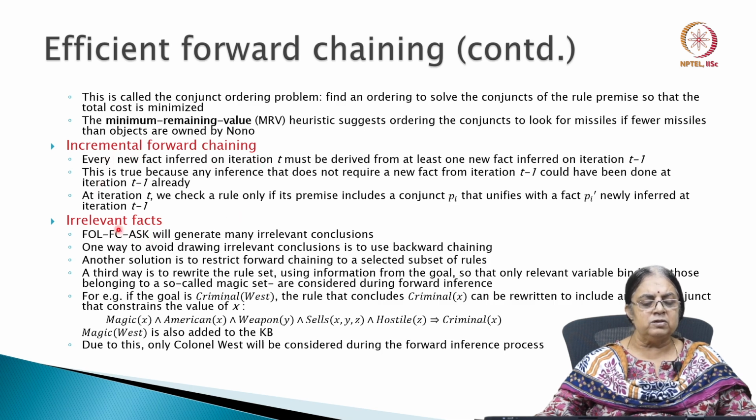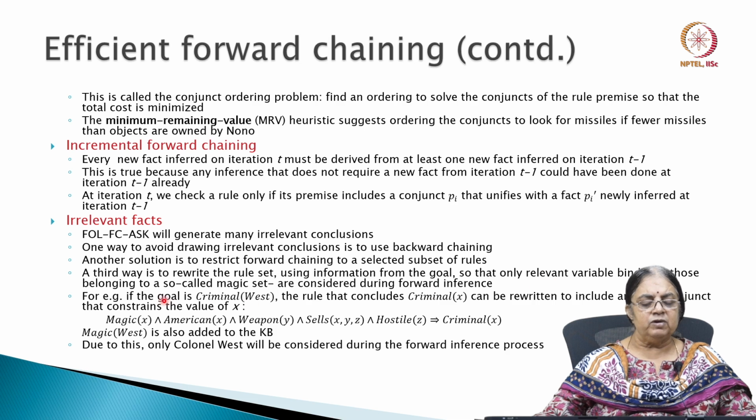And the third one is to remove irrelevant facts. Depending on what you are trying to prove, there may be many facts or rules which are irrelevant to what you are doing. So you rewrite your rule set once you know what you are trying to prove. You rewrite it using information from the goal so that only relevant variable bindings are used. They call that the magic set.